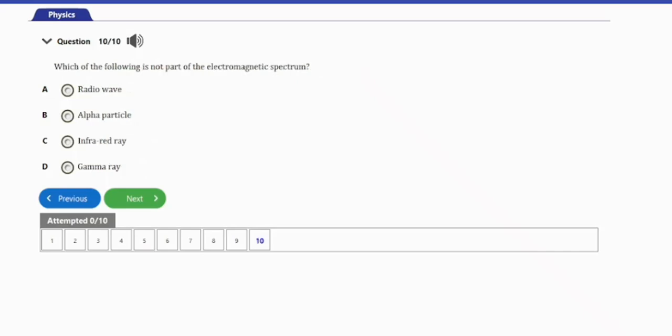It says, which of the following is not part of the electromagnetic spectrum? We have A, radio wave, B, alpha particle, C, infrared ray, and D, gamma ray. So guys, obviously the answer to this question is option B here, alpha particle. Alpha particle is not an electromagnetic wave, so it's not part of the electromagnetic spectrum. And that's the answer to this question, guys.